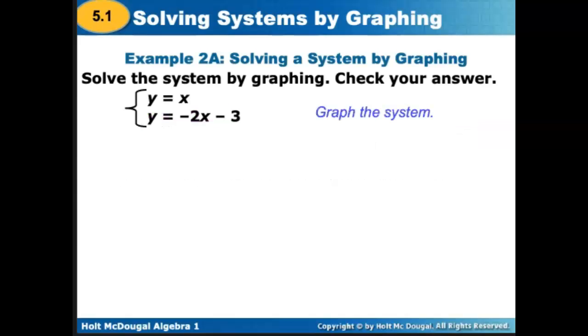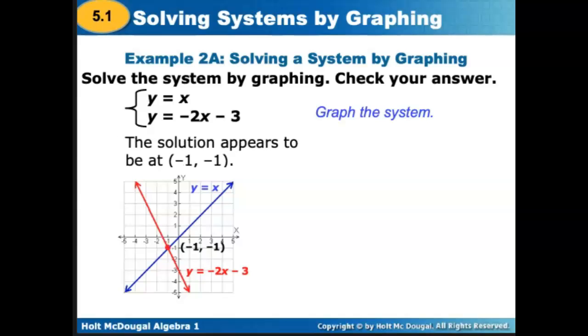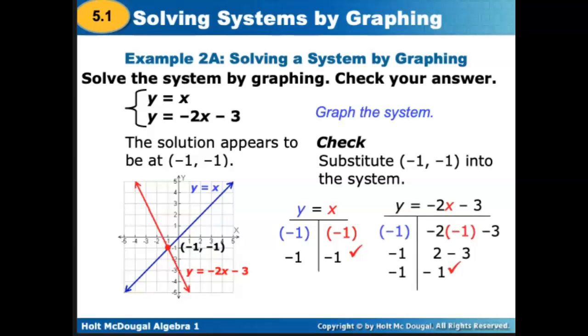So we want to solve the system by graphing, so we're going to graph the lines, and there they are, but it looks like it's at (-1, -1). We want to make sure that it is. So in order to do that, we're going to put it back into the equations. It works in the first one, it works in the second one, so in fact it is the correct solution.